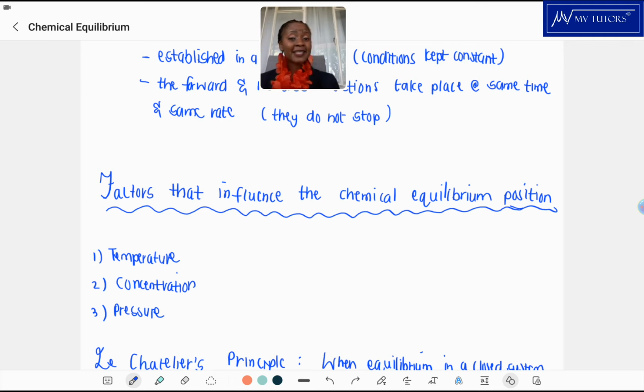It would be nice if we got a manual like that in life, that if this occurred, this is what you must do. But unfortunately, when it comes to life, it depends really who you go to for help. You'll find a way through. But let's focus on chemical equilibrium.